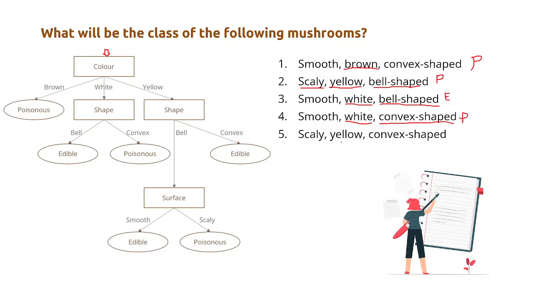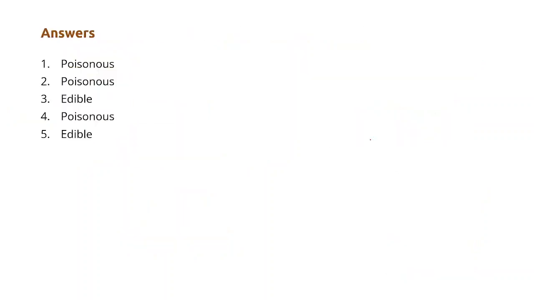Sige, number 5. Anyone? Edible. Edible? Okay, let's check. Unsa may color? Yellow. Okay, yellow. Sulod ta dire. Unsa may shape? Convex. Very good. Edible. Okay, master na mo. Very good. Sige. Correct. Poisonous, poisonous, edible, poisonous, edible. Ingana lang ang decision tree.